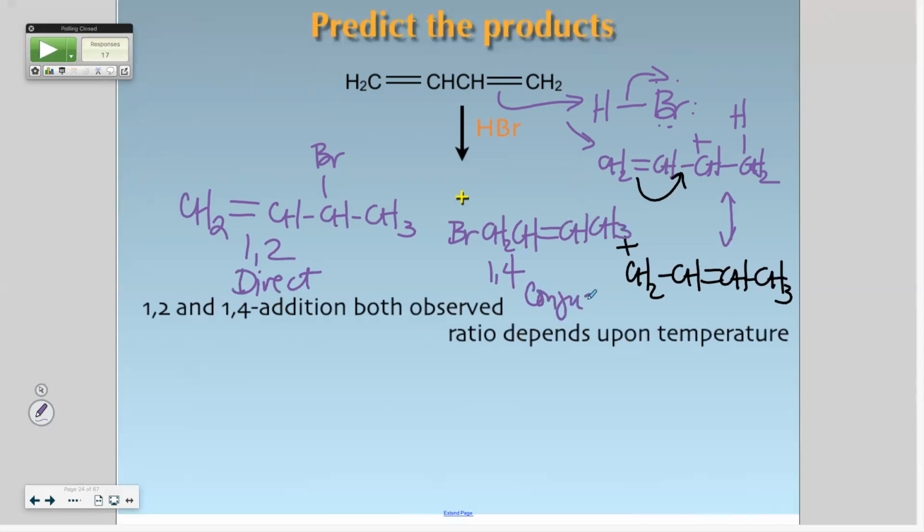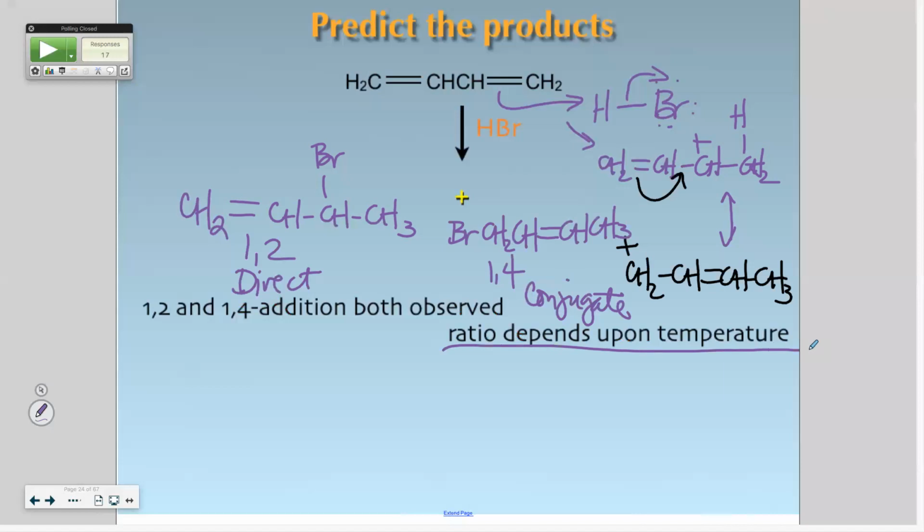Do you see how they're getting the 1,2 and the 1,4? It's which two carbons did the H and the Br add to? Did it add to 1 and 2, or did it add to 1 and 4? Notice there is no such thing as 1,3. Doesn't happen. Now, which one is major depends on the temperature that you run the reaction at.